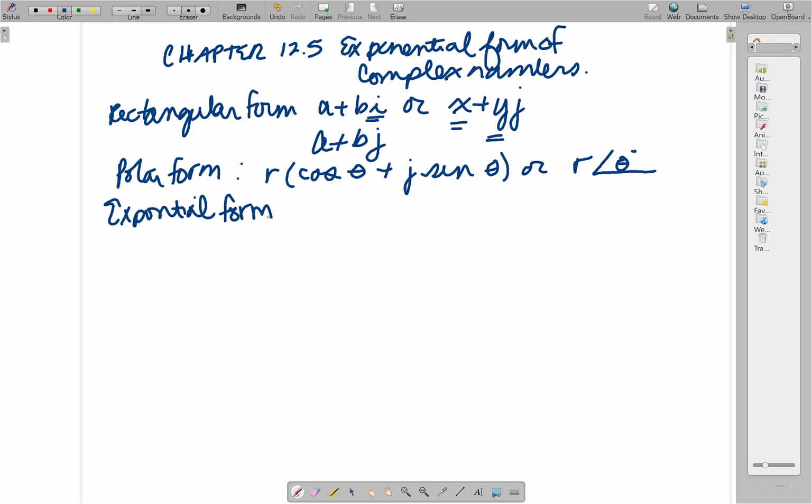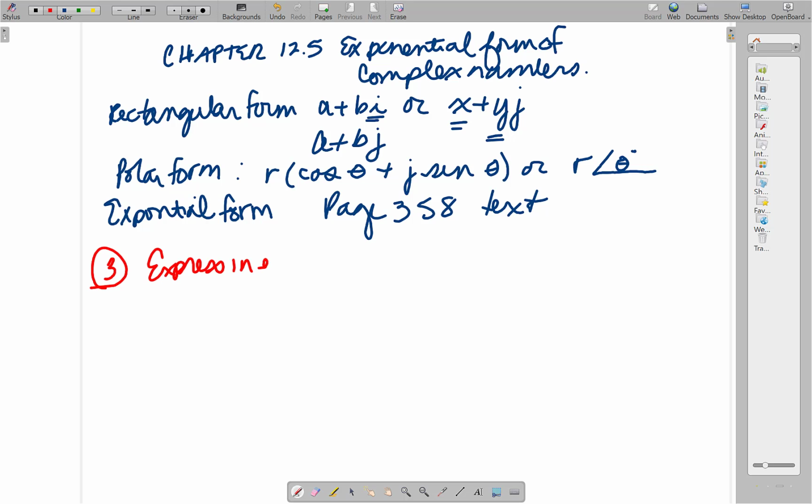But for this section, we're looking at page 358. And we're going to do a couple problems here, in your text. I'm going to start with number 3, and 3 says the following: express the given numbers in exponential form.